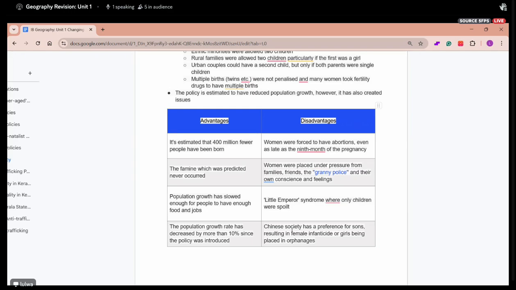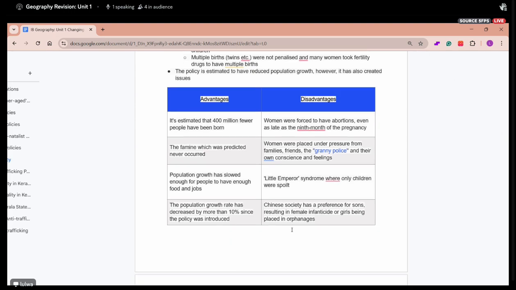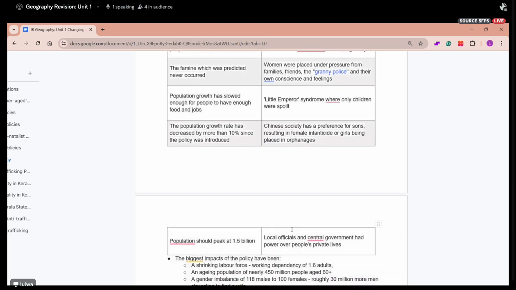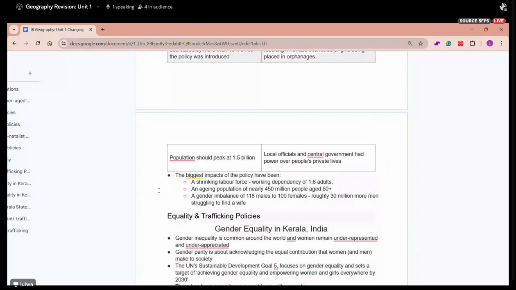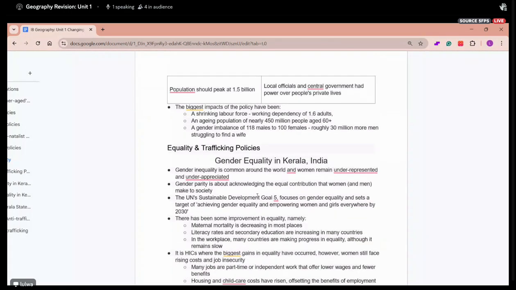Little Emperor Syndrome was where only children became really spoiled. Chinese society has a preference for sons, so there was a high rate of female infanticide or girls being placed in orphanages. And local officials and central governments had power over people's private lives. The biggest impact has been a shrinking labor force, an aging population of nearly 450 million people aged 60 plus, and a gender imbalance. So, equality and trafficking policies.